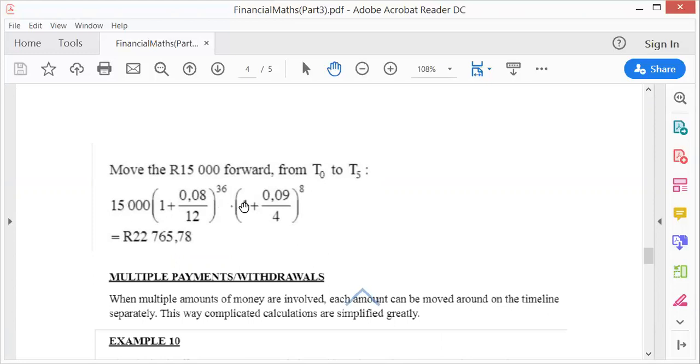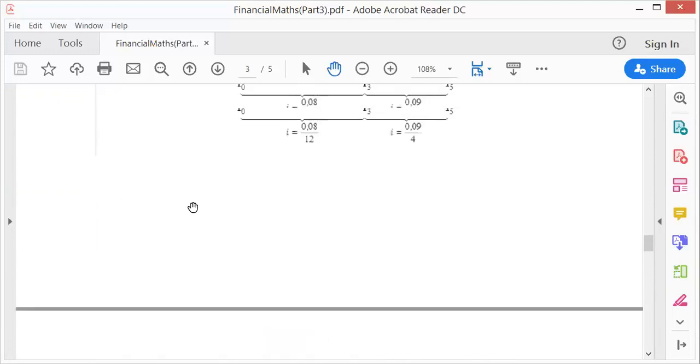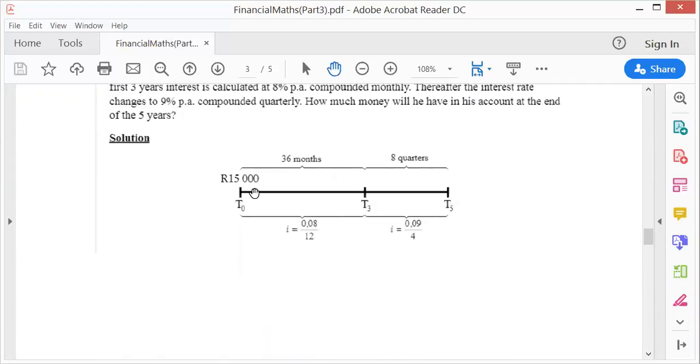It is a multiplier effect, don't forget. So times the last 2 years. So clear, guys? The 15,000 is only used once because the 15,000 didn't change. The 15,000 remained 15,000 throughout. Remember, the 15,000 didn't change.